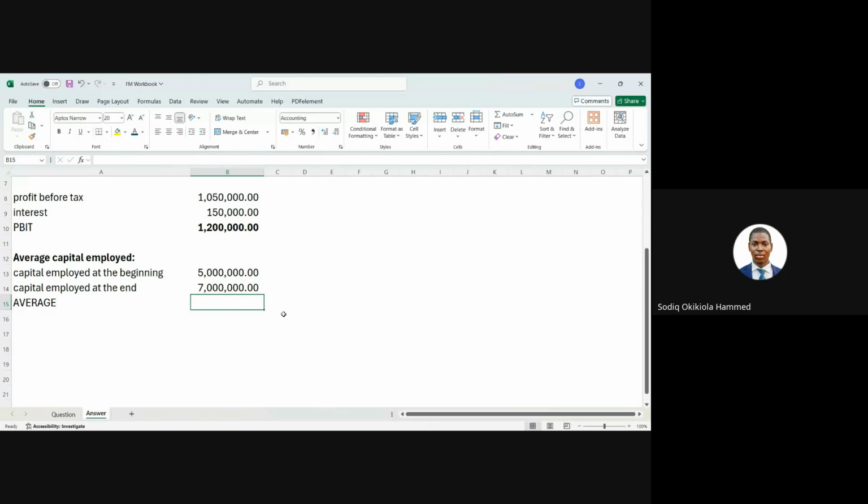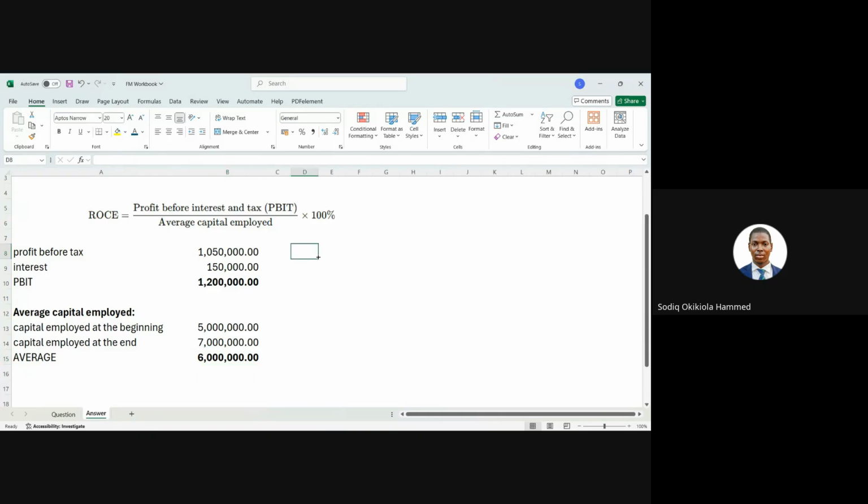So the average now will be 5 million plus 7 million, then divided by 2. So our average is 6 million naira.